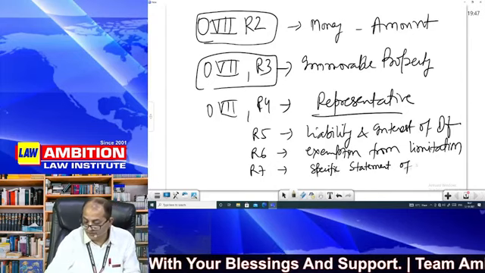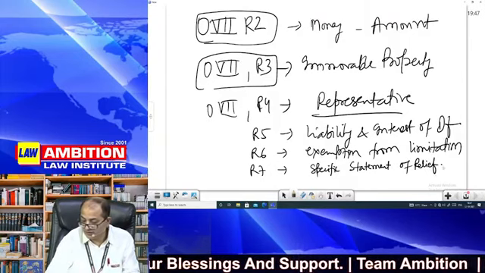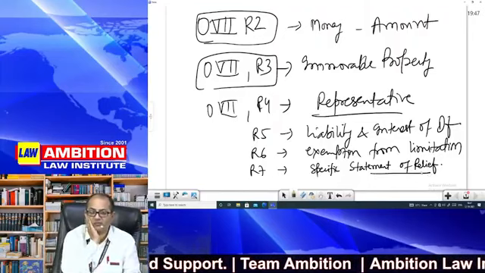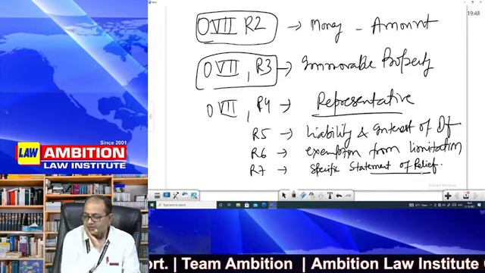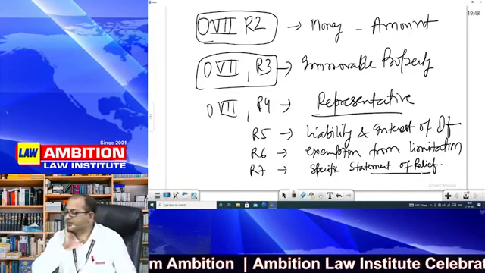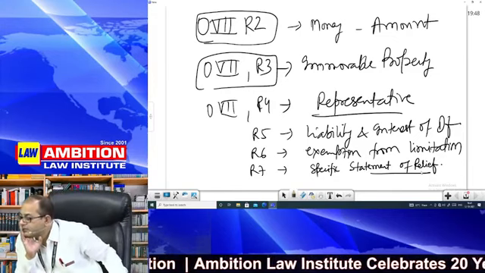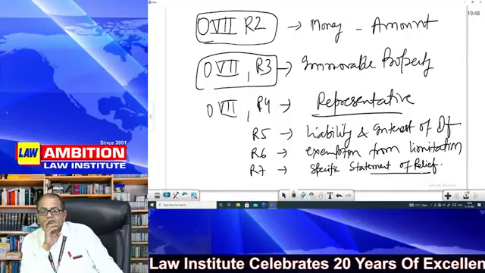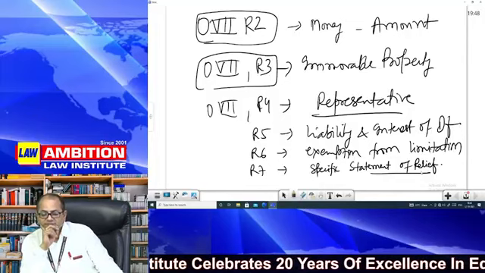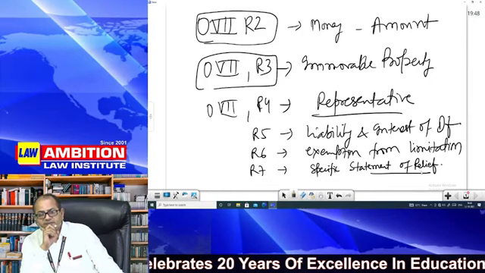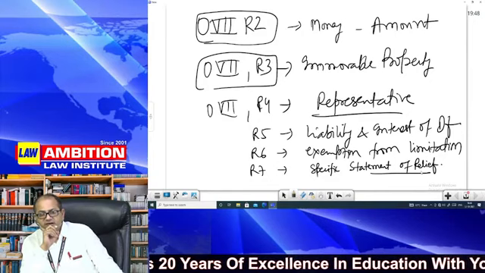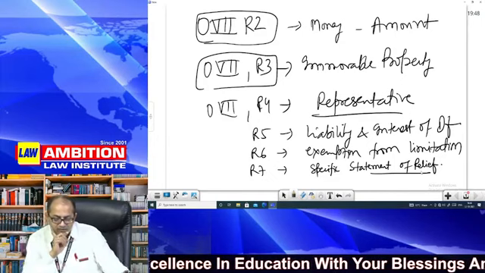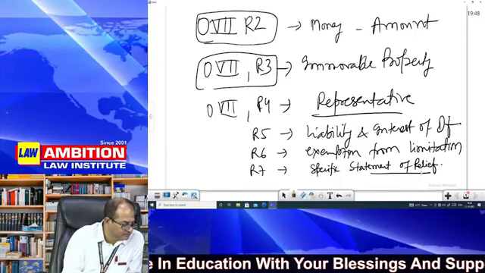Don't give a vague statement. What kind of relief do you seek? Like now, you have gone for specific performance of the contract, but if there is no possibility of specific performance, then what can we do? Then we can ask for alternative relief, that is damages, etc., or refund of money. So always claim specifically.